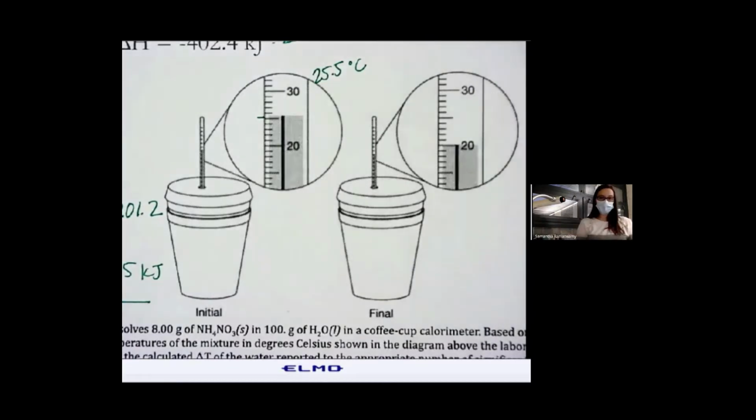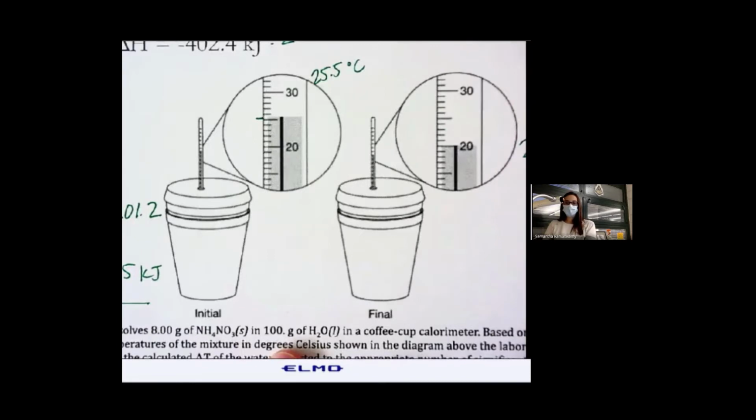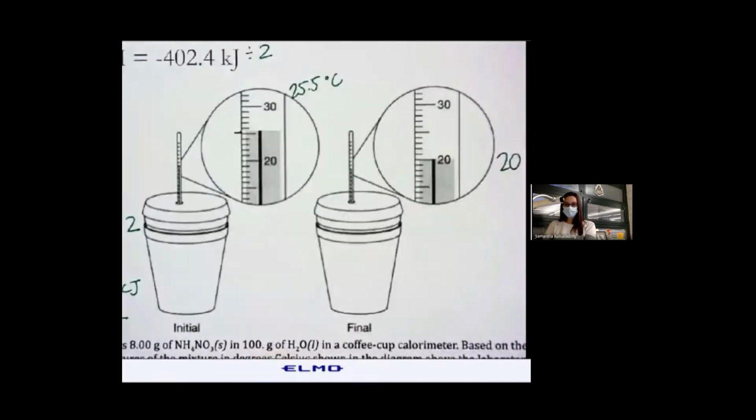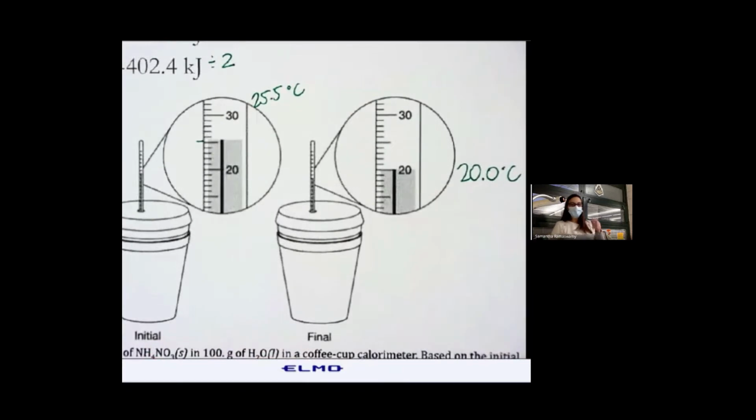The final temperature, if we look closely, the water line is exactly on the 20. Based on the graduations, each one of these is 1, so we know for sure that it's 20. If it's exactly on the line, then our estimation is just adding a 0.0. So we have our initial, we have our final.